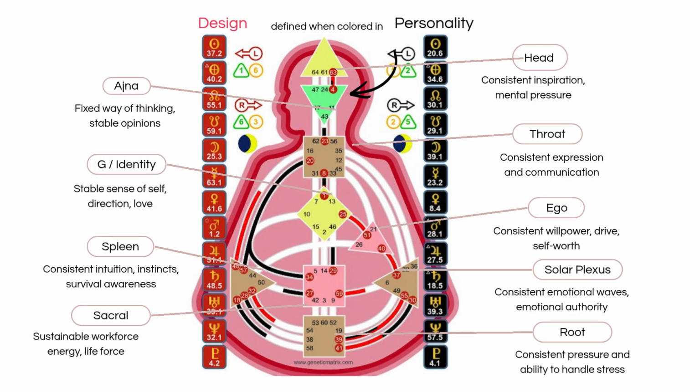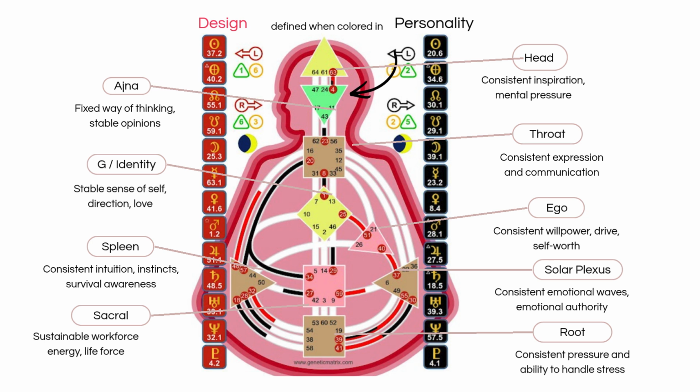If the centers are colored in, they're defined, and here's the meaning of the centers when they're defined. The top center is called the head, and it would provide consistent inspiration and mental pressure. The next one below that is called the ajna, and when defined, it would mean a fixed way of thinking and stable opinions. Then the throat, when defined, provides consistent expression and communication, and also manifestation.